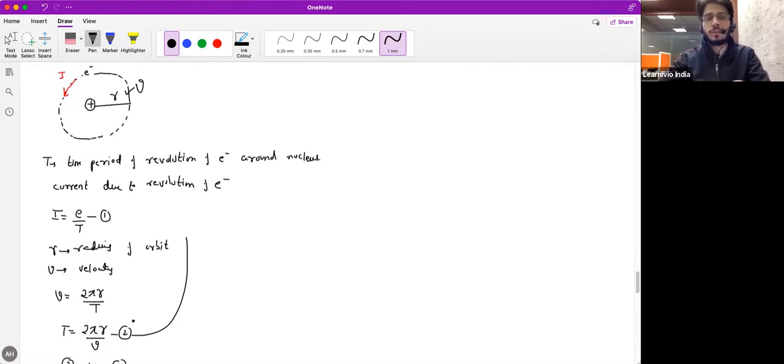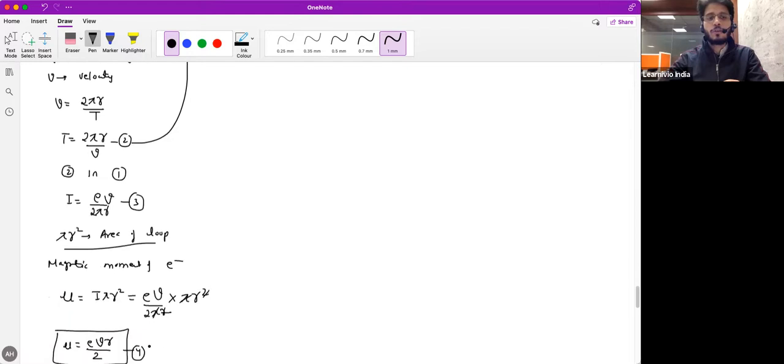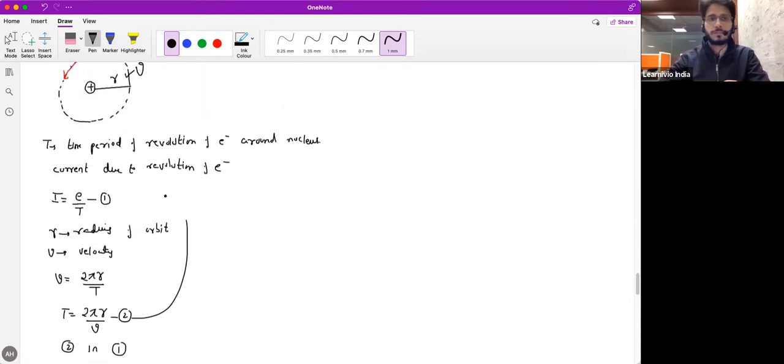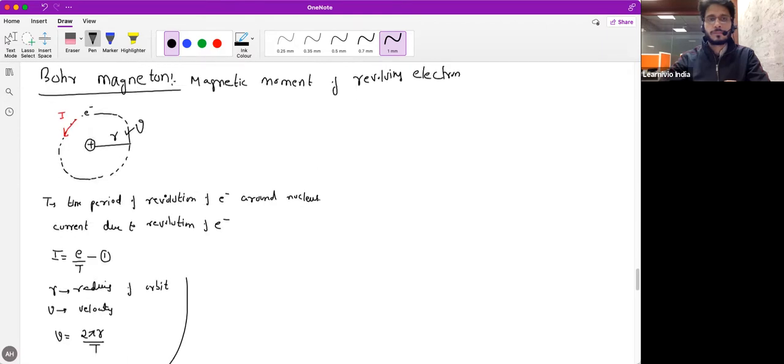Now, Abdullah, do one thing. Try to convert this in terms of angular momentum. Try to introduce angular momentum in the final formula, in evr by 2 that you get. Angular momentum is mvr. Can you write it down?